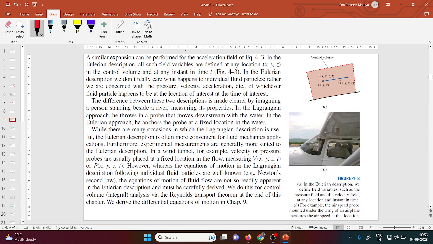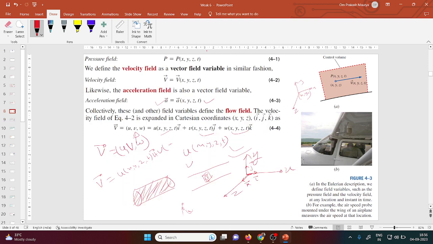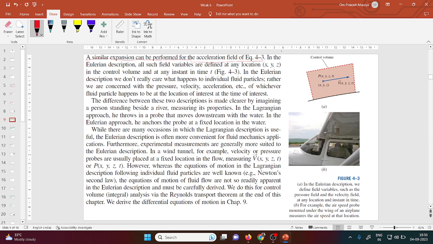Now moving on to the next, please be patient. A similar expansion can be performed for the acceleration field. Okay, what you have seen here is the acceleration field. Now in the Eulerian description, all such field variables are defined at any location in a control volume. Let's say the flow domain is the control volume, and at an instant of time, that is, at a particular time, in the Eulerian description, all such field variables, meaning velocity, pressure, acceleration, are defined at any location, at a particular location.